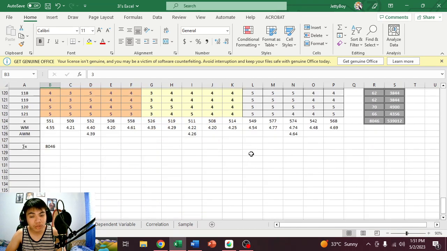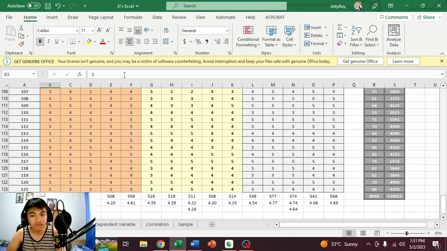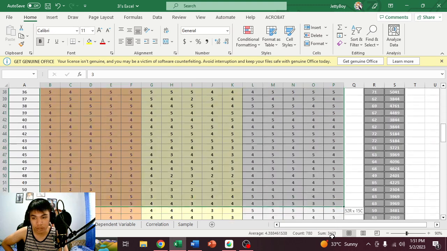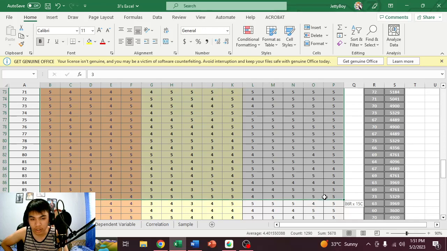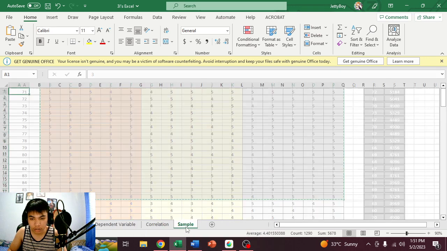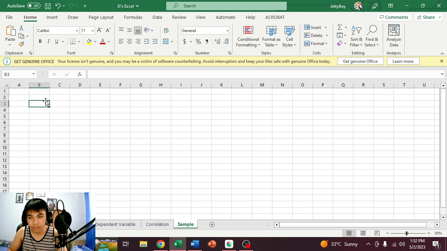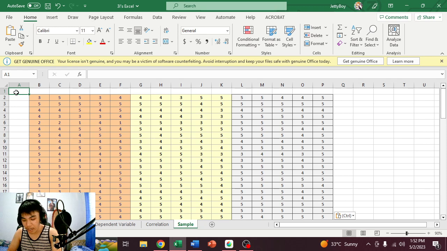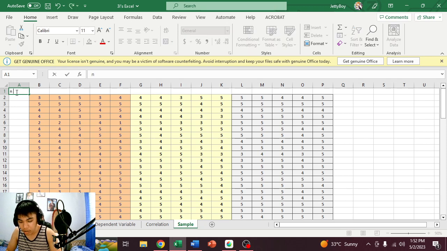So kukunin muna natin yung sum of all of this. Actually let's try to demonstrate it, so para mas maintindihan ng ayos. Let's take a portion of the independent variable, say up to the 86th respondent. Let's copy that, and then we paste it here on this new sheet. So remember, our n is equal to 86.